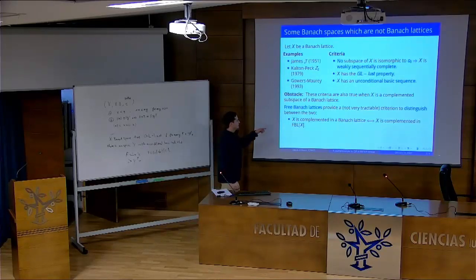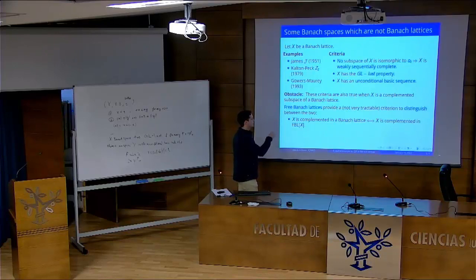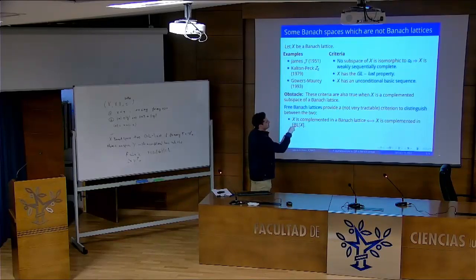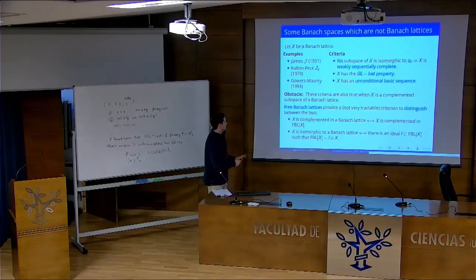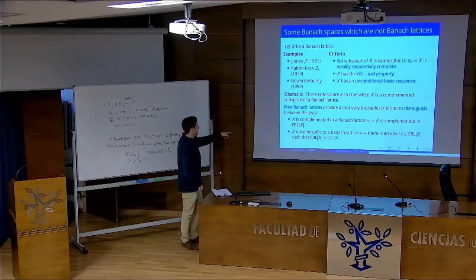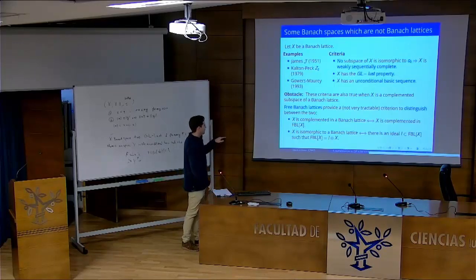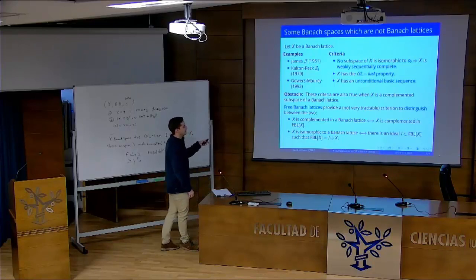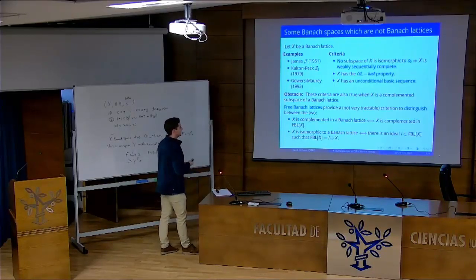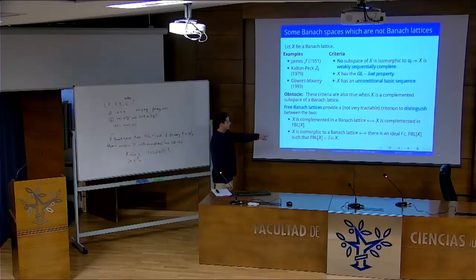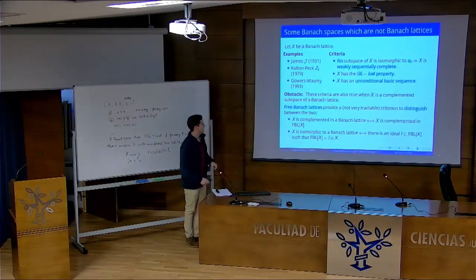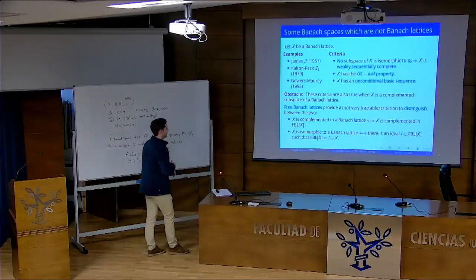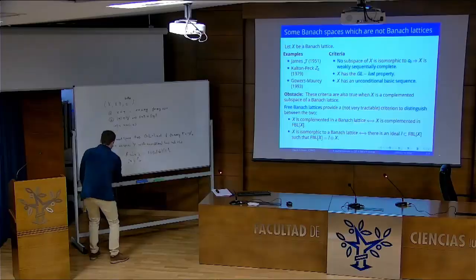A Banach space is complemented in a Banach lattice if and only if this Banach space is complemented in its free Banach lattice. And a Banach space is isomorphic to a Banach lattice if and only if there is an ideal in the free Banach lattice of X such that the free Banach lattice of X can be decomposed into the sum of this ideal and X, the canonical copy of X in the free Banach lattice. An ideal is okay.